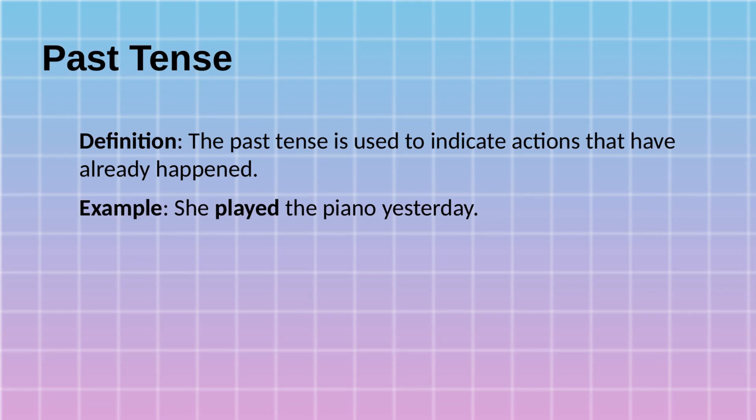Let's start with the past tense. This tense is employed to signify actions that have already occurred. For instance, she played the piano yesterday. The verb played indicates an action that happened in the past.